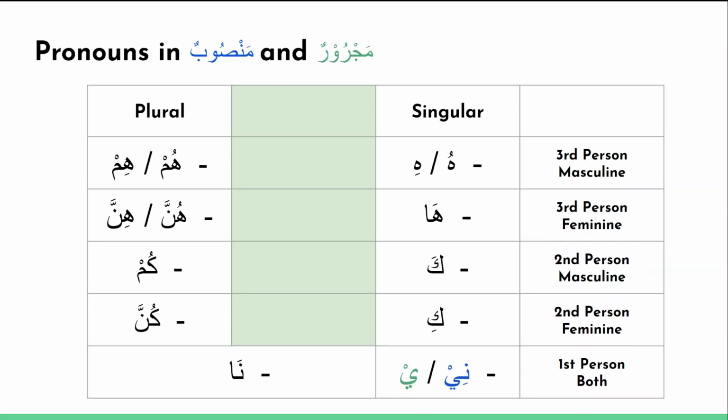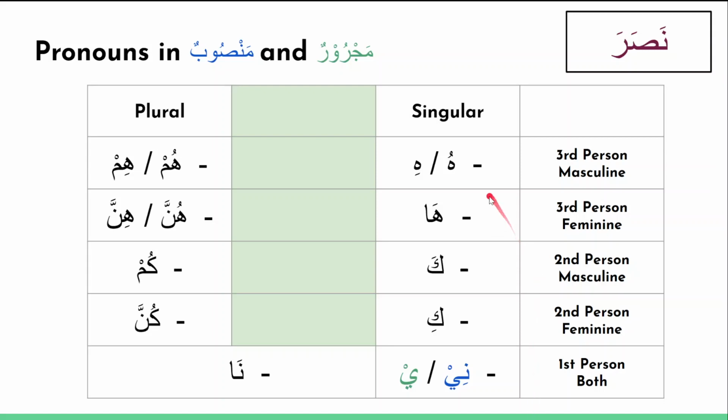Okay, so let's move on to pronouns in the majroor case and the mansub case. So here we have this table, and all of these are suffixes that we're going to attach to a particular verb or noun. Remember, if we attach it to a noun, it's possessive. So I can say kitabuhu, it means his book. If I attach it to a verb, something like nasara, remember what does nasara mean? It means he helped. If I attach a pronoun suffix to nasara, it becomes the object of the sentence. So he helped him, nasarahu. Nasarahu, he helped him. Okay?